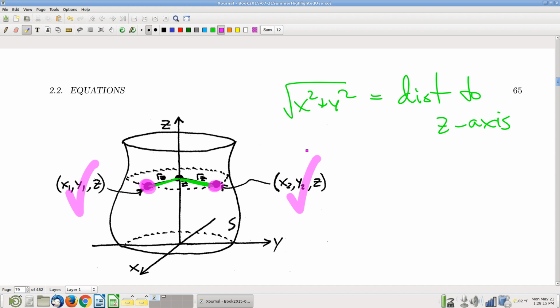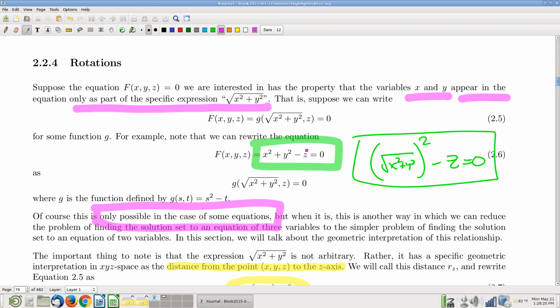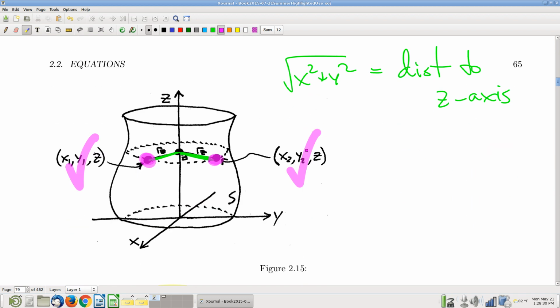So punchline then, if you have one of these equations where x and y appear only as part of this very specific expression representing distance to the z-axis, it's rotationally symmetric around the z-axis. Your surface will be rotationally symmetric around the z-axis, such as what I've drawn here. And that is a tremendously valuable observation to make. When you're trying to draw a picture of something, all these different cross-sections in different directions, and oh my gosh, how do I piece it all together? Knowing that it's rotationally symmetric cuts it down massively.